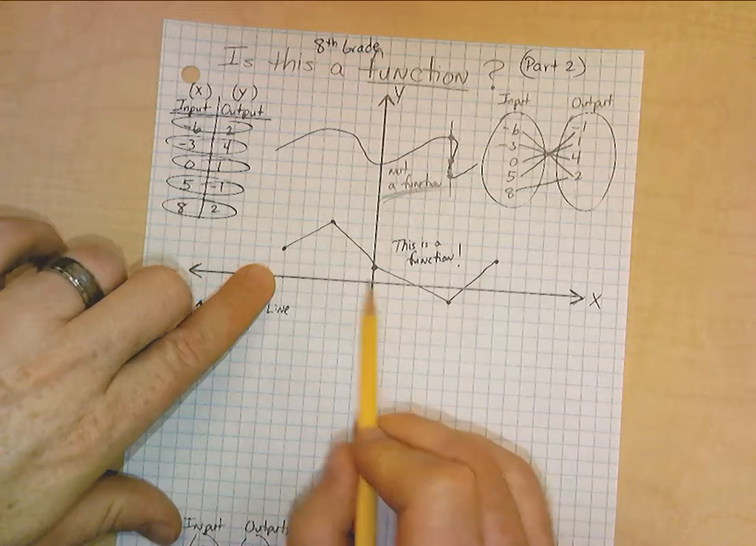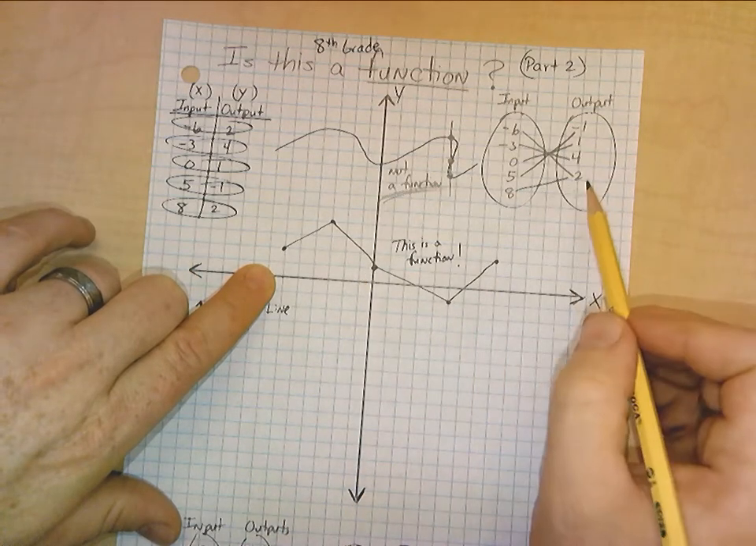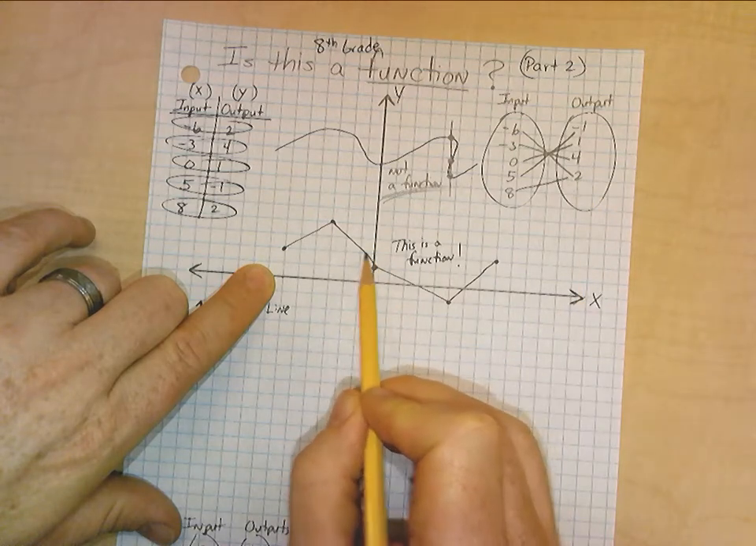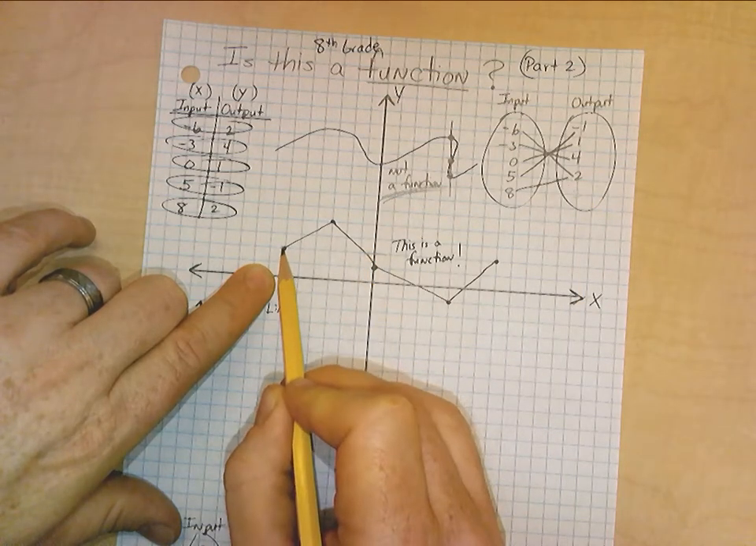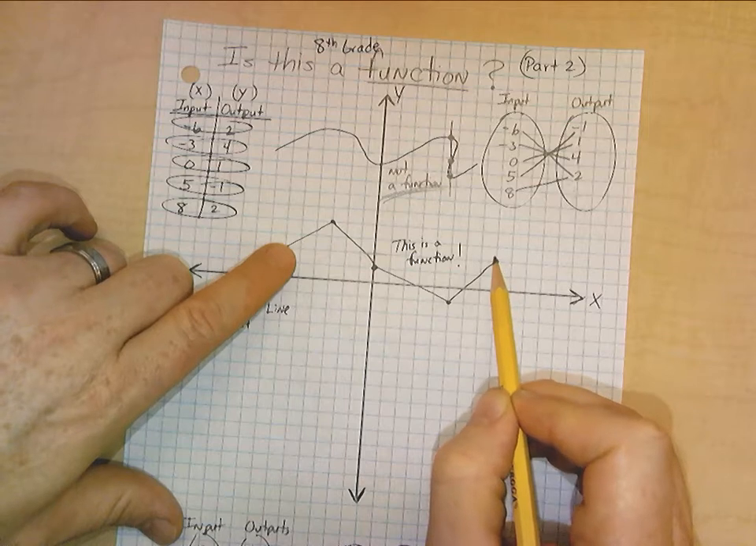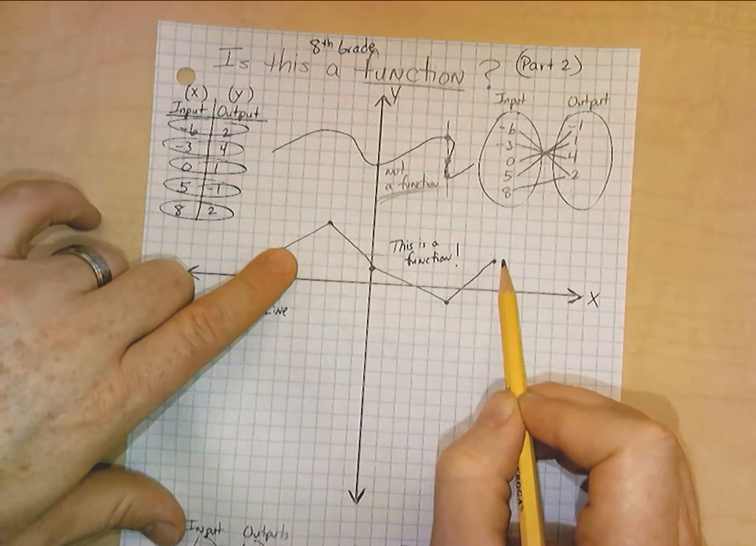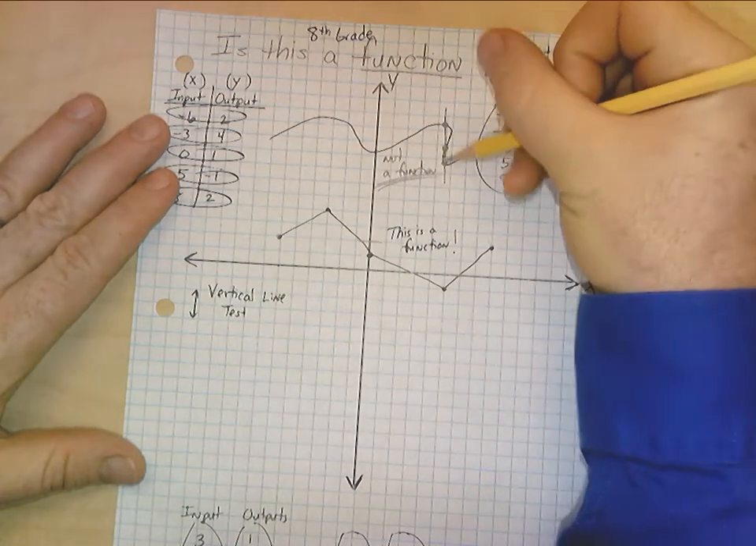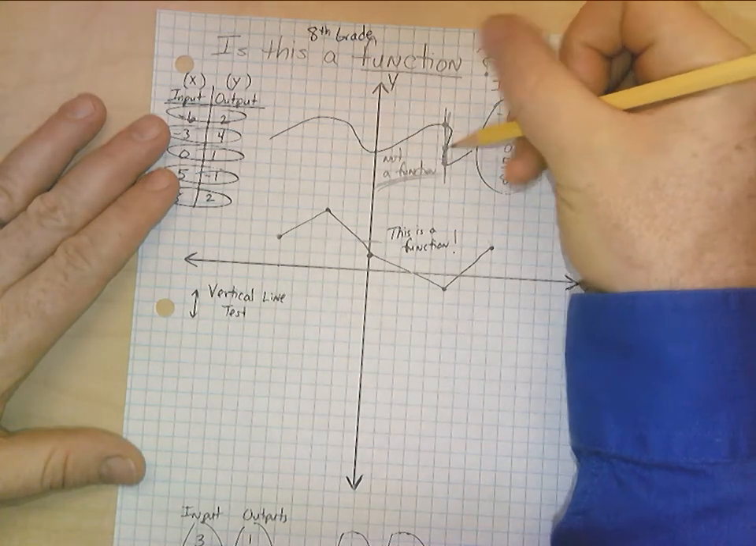You can share the same output. In this case, the output's 2. And if you look, 2's right here, right? You see the output. So they both share the same y value. You can't share the same x value. Right here, this has the same x, but different y's.